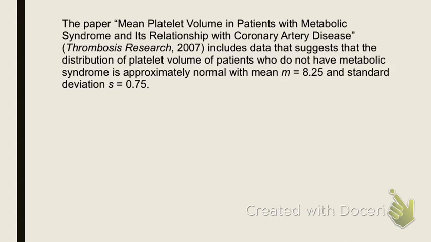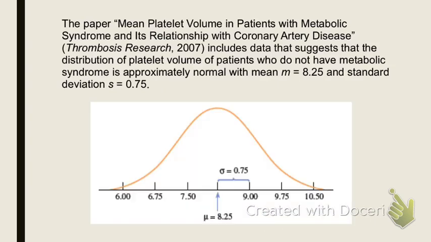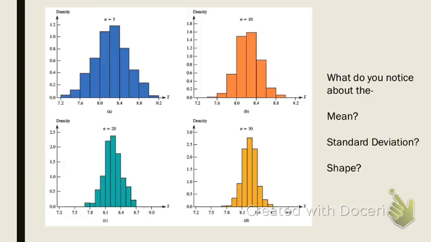So here we have a distribution of platelet volume of patients who do not have a metabolic syndrome. It's approximately normal, a mean of 8.25, standard deviation of 0.75. So here's what it looks like. What kind of distribution is this? Normal. Then we took a sampling distribution with different sample sizes, so 5, 10, 20, 30. What do you notice about the average for all of them? What's the mean for all of them? And you can go back to the original problem. Looks about 8.25, right?